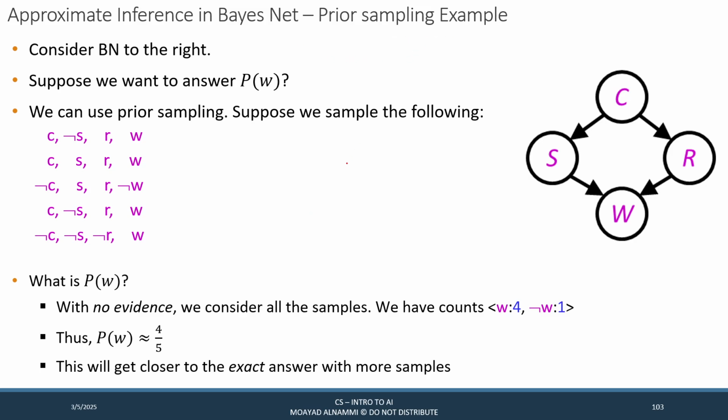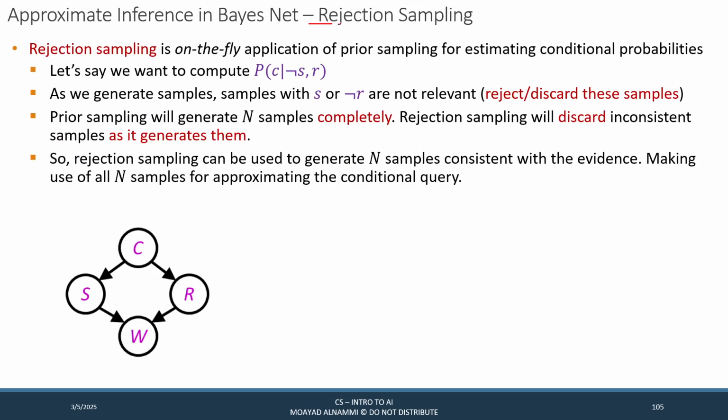So this is prior sampling. The other sampling algorithm is called rejection sampling. Rejection sampling is on-the-fly application of prior sampling for estimating conditional probabilities. So how does it work? Let's say we want to compute the probability of C given not S and R.